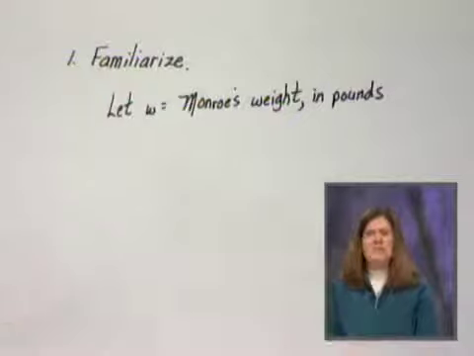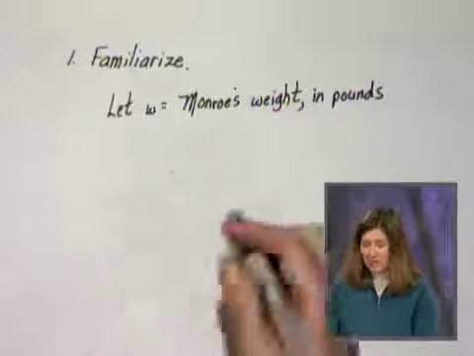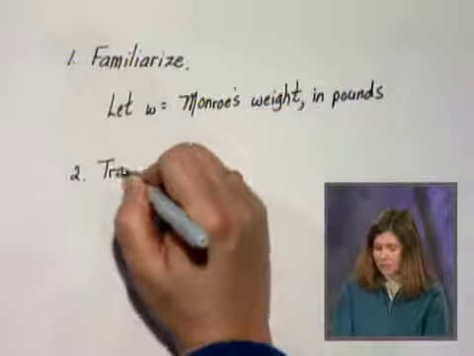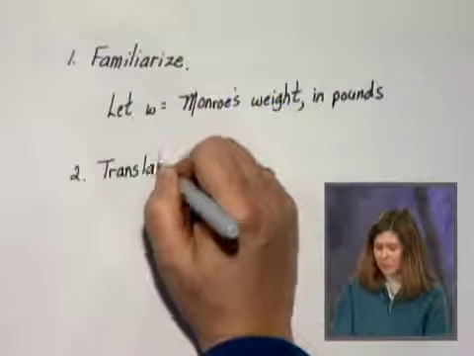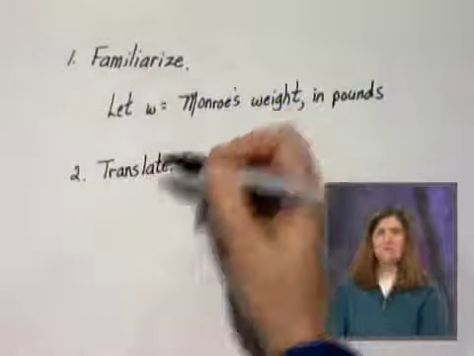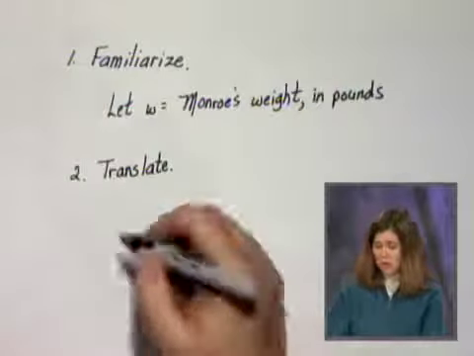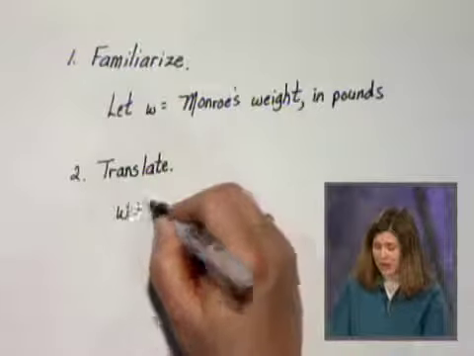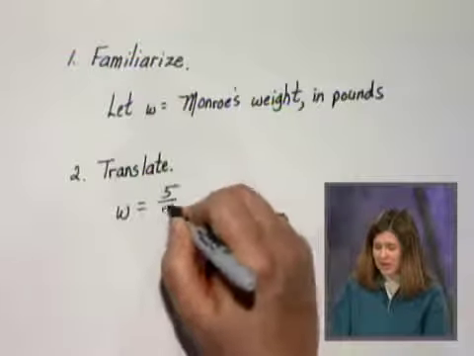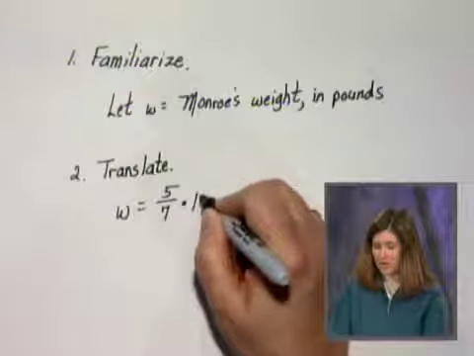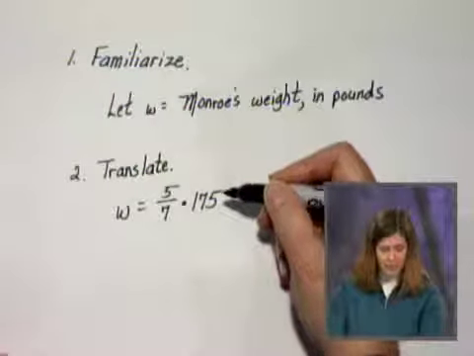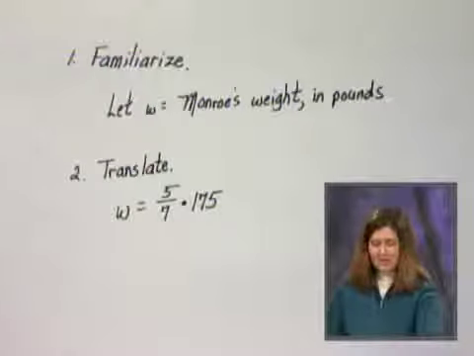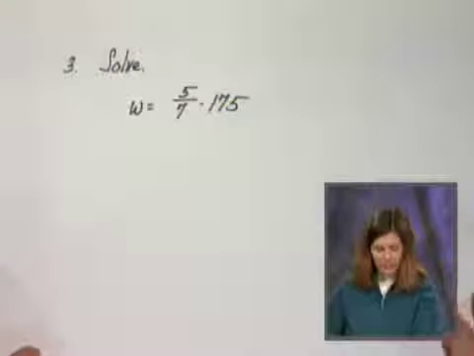Now Monroe weighs 5/7 of his dad's weight. And we can move to the translate step, and while we're thinking of the translate step, we remember that of translates to multiplication. So Monroe's weight would be 5/7 of his dad's weight, or 5/7 times 175 pounds. We have an equation that we can solve, and we solve this by carrying out the multiplication.